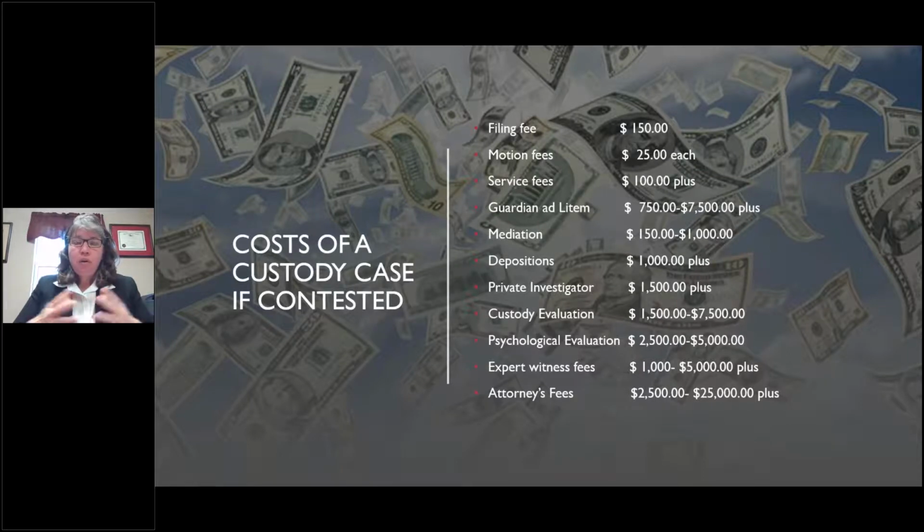I mean, it's almost normal to have $20,000 or $30,000 in cases when people are getting divorced, if you're dealing with custody, and some of them $50,000 easily. So it's always best if you can make an agreement with the other side, because you're going to save a whole lot of money.